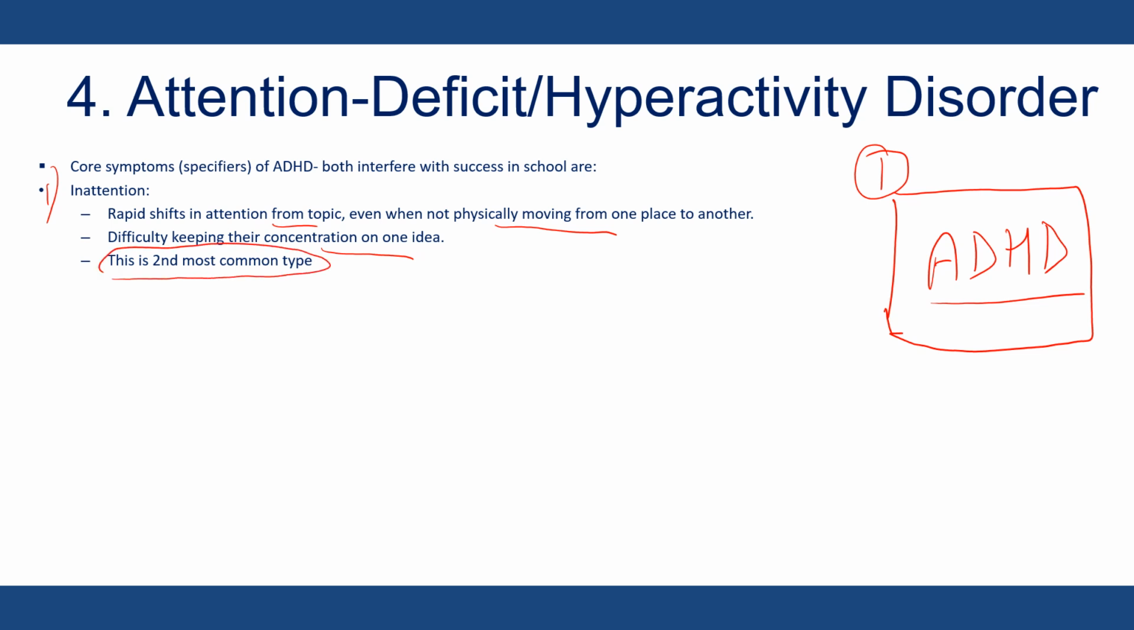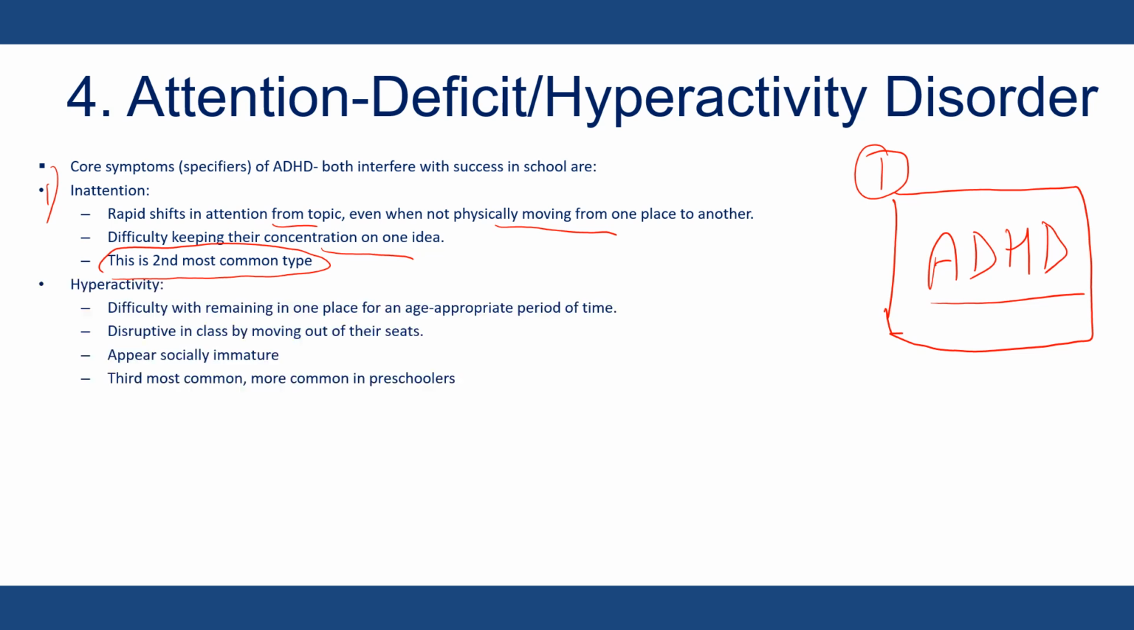In a few minutes I'll tell you what's the first most common type, but number 1 is the second most. All right. Hyperactivity is the second core symptom, so I'm going to put that over here. So hyperactivity is when the child has difficulty remaining in one place for their age. That is very, very important.